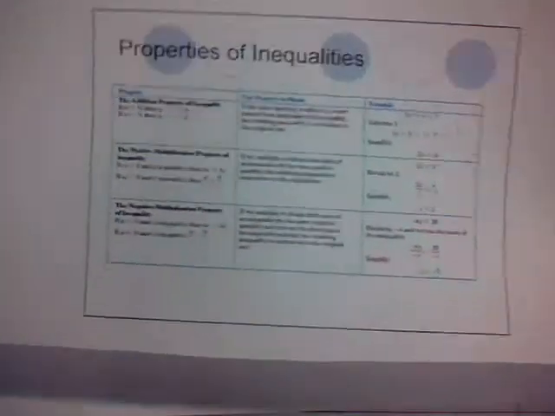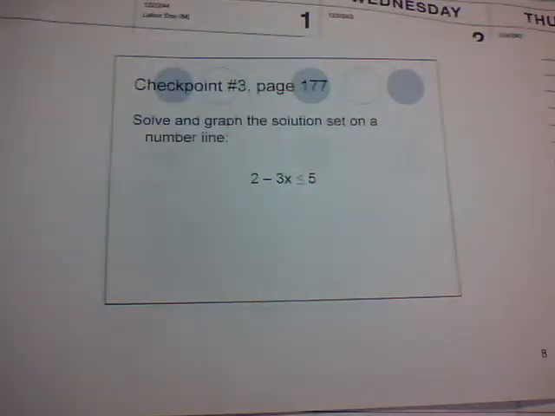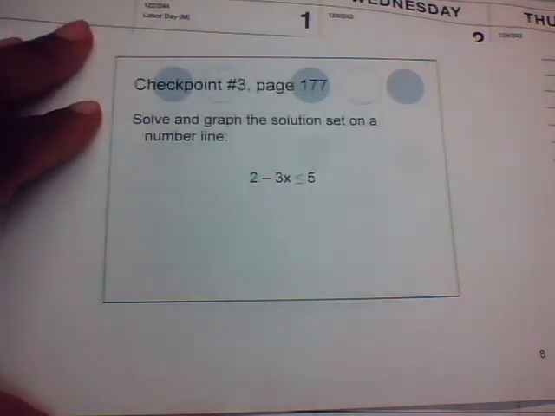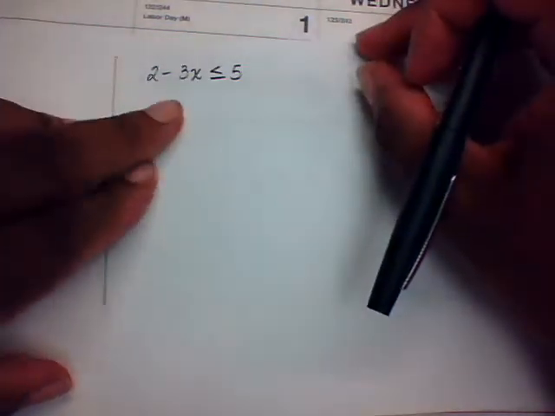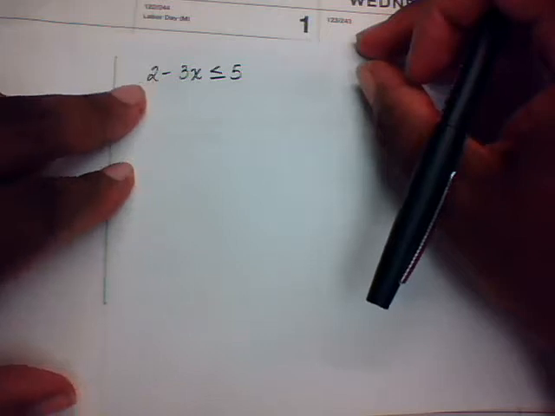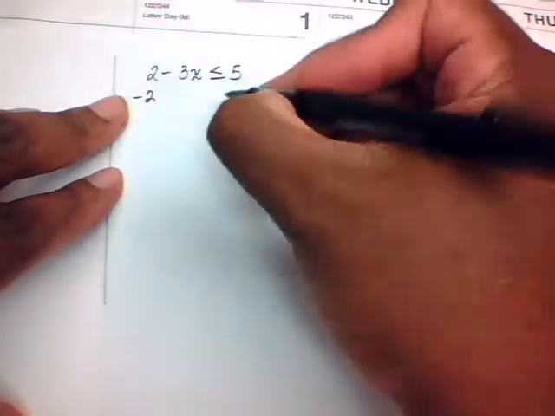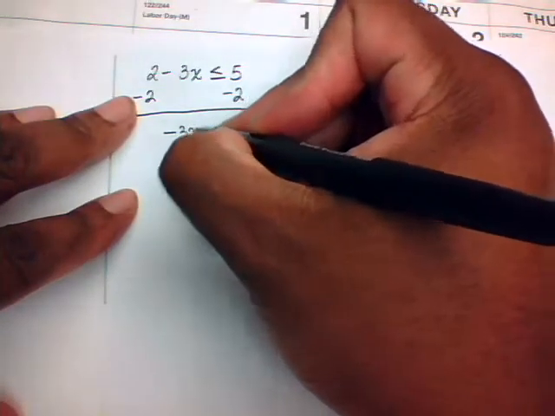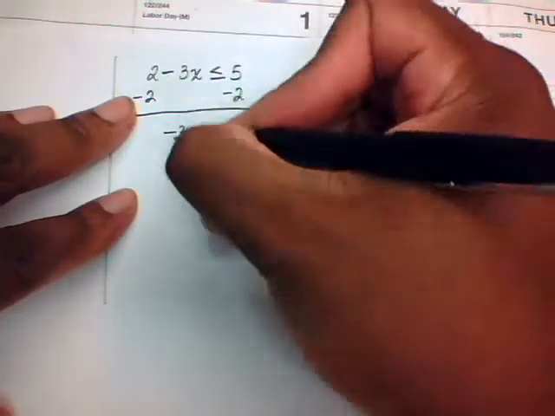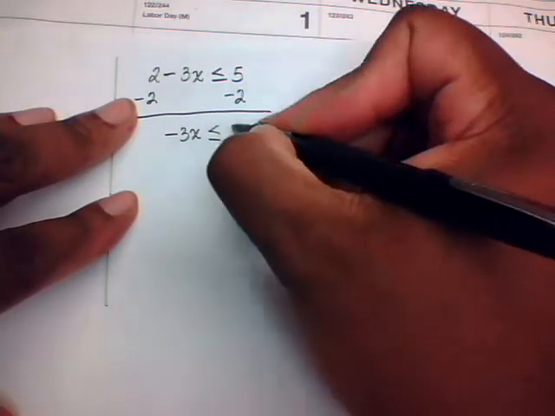Okay. Now we're going to look at these properties with some of these problems here. Let's say we want to solve and graph the solution set on a number line. So here you're going to have 2 minus 3x is less than or equal to 5. All right, let's first get the x by itself. We need to get rid of the 2 that's in front of it, and we're going to have to subtract 2 on both sides. So now you're going to have negative 3x. Don't forget about that minus sign in front of that 3x. That's negative 3x is less than or equal to 3.